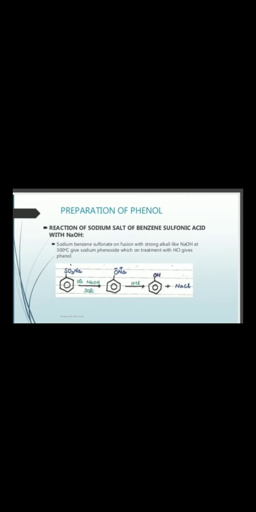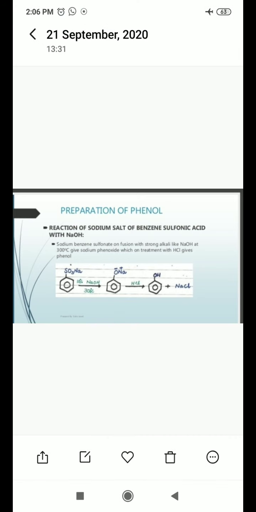Then we have to treat this intermediate with HCl. Why is HCl used here? HCl is used to neutralize the Na plus. So Na plus gets neutralized by hydrochloric acid, giving the byproduct NaCl, and we obtain our main, desired product, that is phenol. This is the first preparation method for phenol.